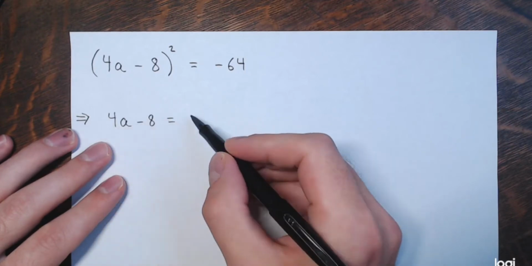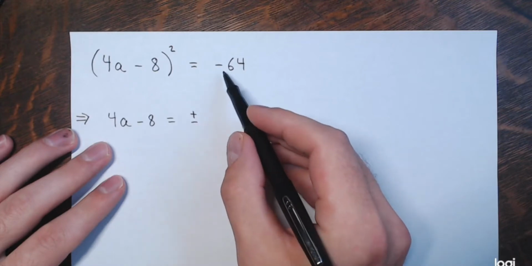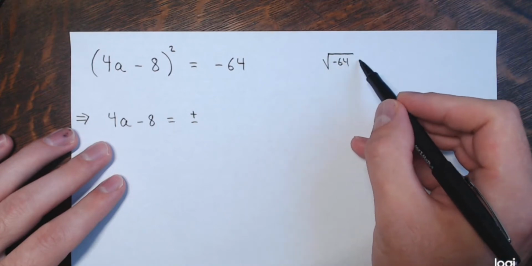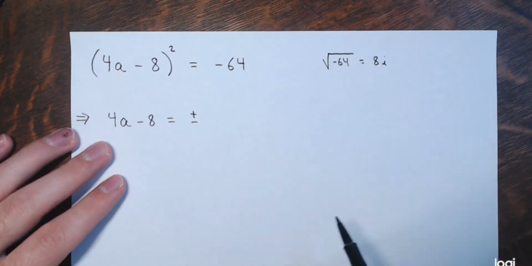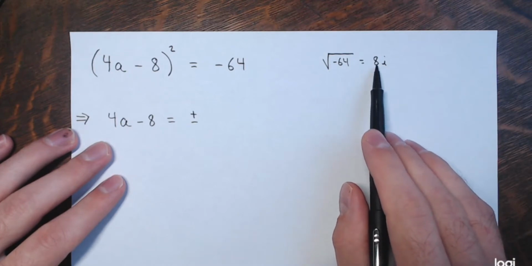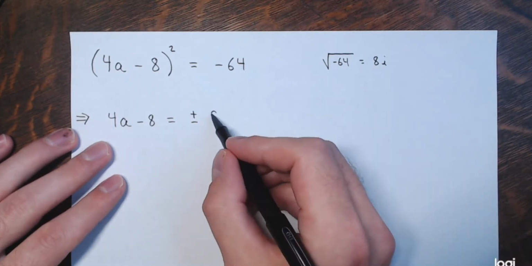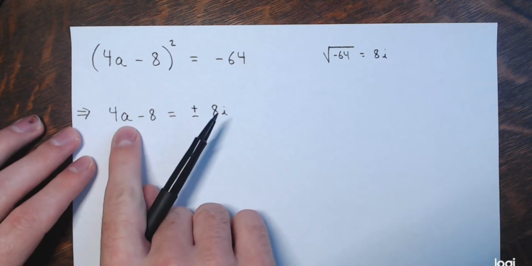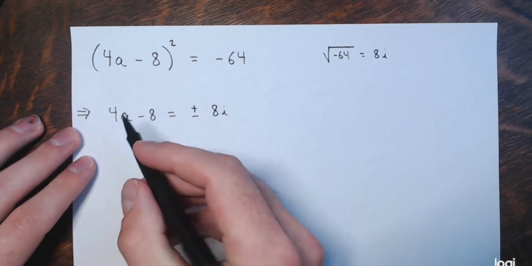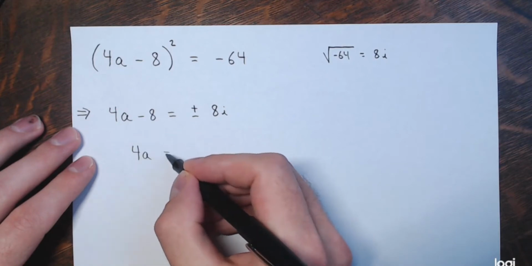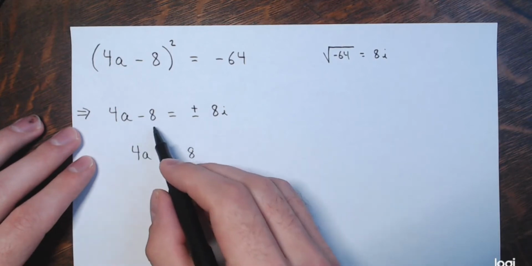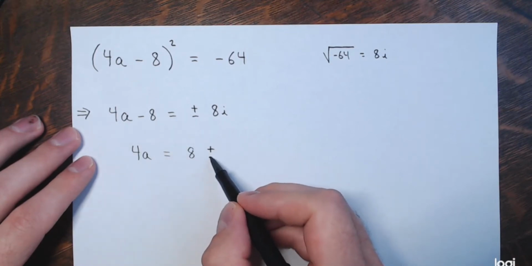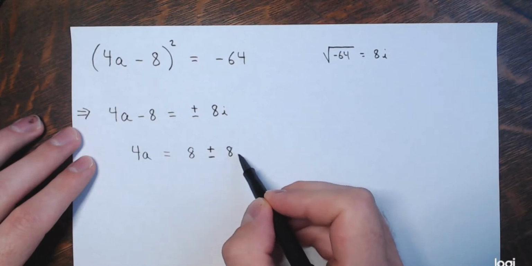must be equal to either positive or negative square root of negative 64. Now remember, the square root of negative 64 we're going to rewrite as 8i, right? The square root of positive 64, which is 8, times i. Okay. All right, and then I want to solve for a. All right, so first I'll add 8. We get 4a equals 8. I usually like putting the real numbers first and then the imaginary numbers, so plus 8. And then plus or minus, one is a plus, one is a minus, 8i.